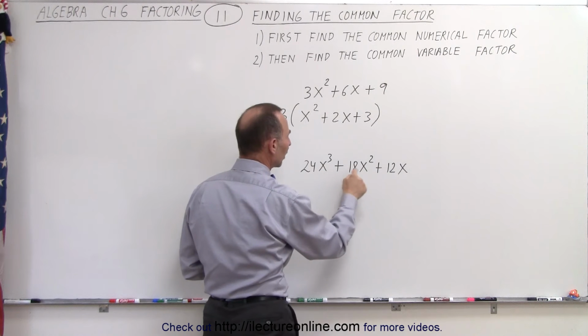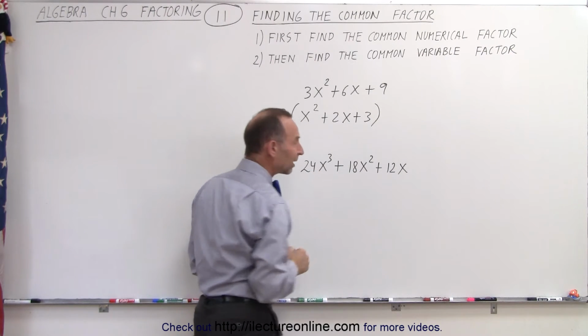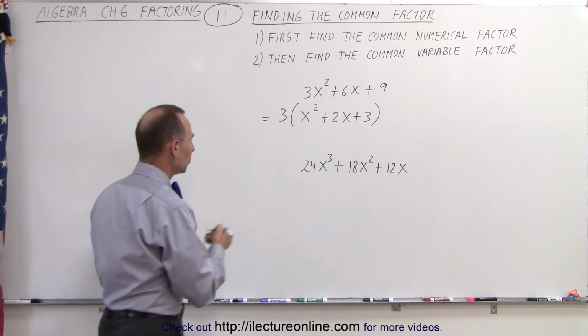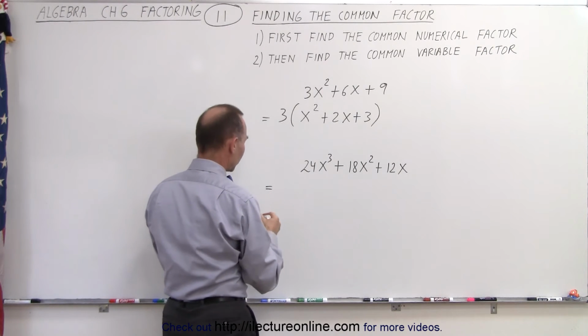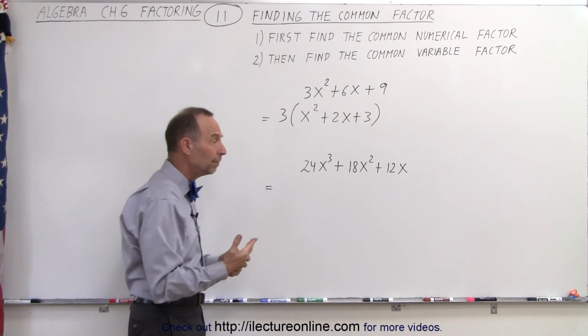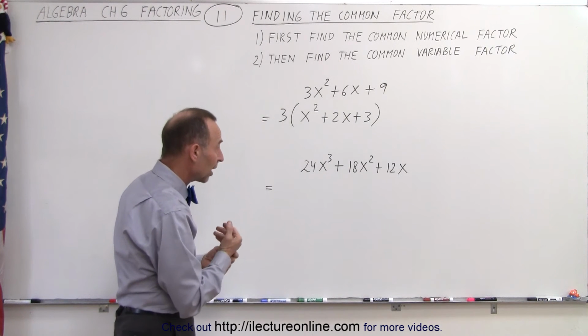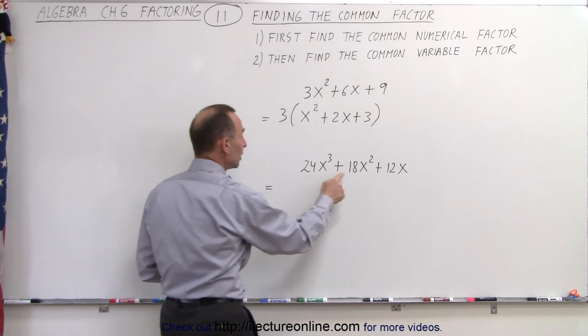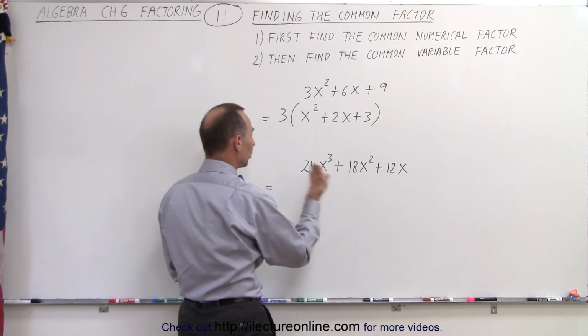Our second example, notice we will have a numerical coefficient or numerical factor that is the same, and notice that all three terms contain the variable x, so we should have a common factor there as well. But starting with the numerical factor, which number is common to all three? Well, since they're even, the number 2 is common, the number 3 is common, and the number 6 is common as well. Notice that all three numbers are divisible by 6, so I can pull out a 6 as a common factor.